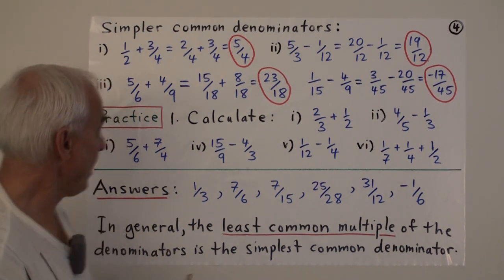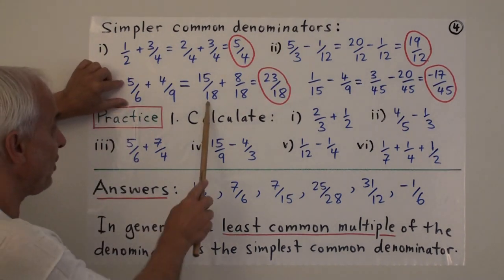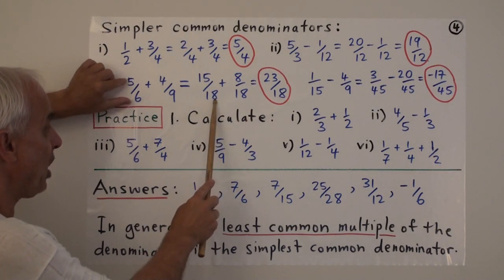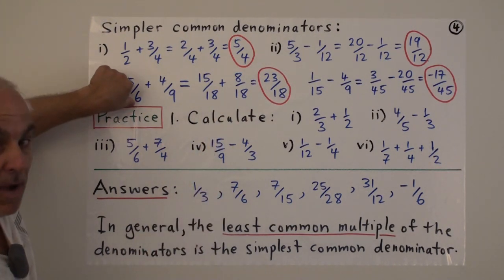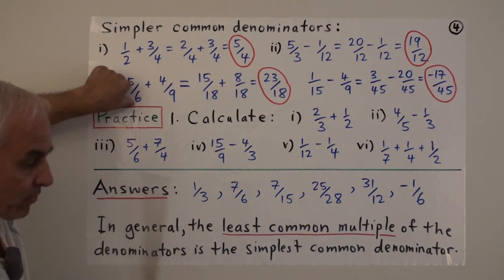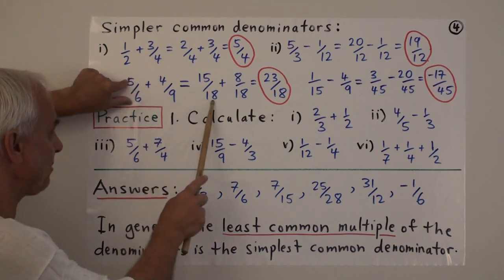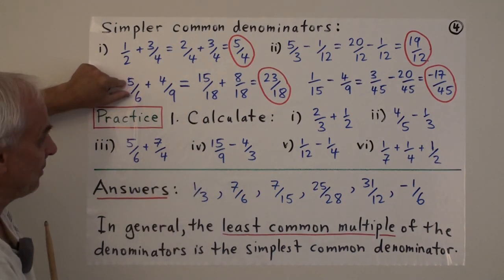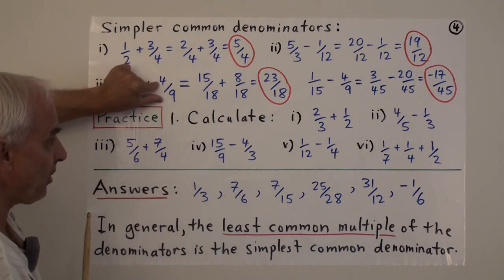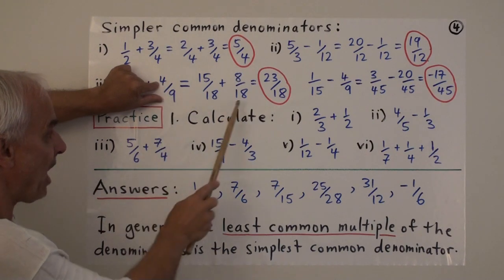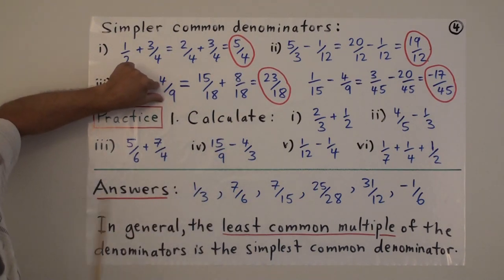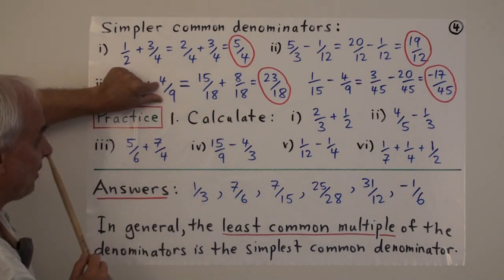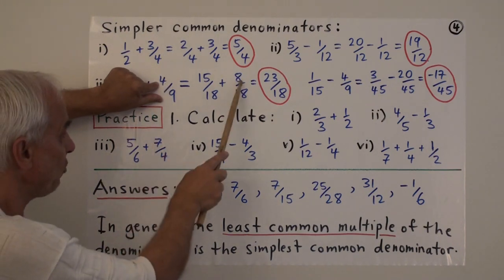How do we do that? How do we convert this fraction into a fraction with denominator 18? We have to multiply top and bottom by 3, right? So we multiply 6 times 3, that's 18. 5 times 3 is 15. To convert this one, we're going to have to multiply top and bottom by 2. 9 times 2 is 18. And then 4 times 2 will be 8.